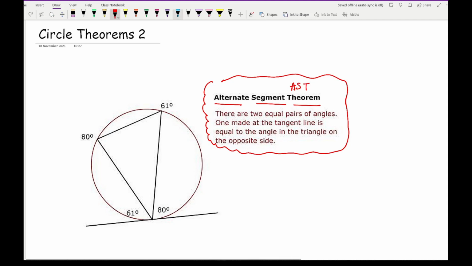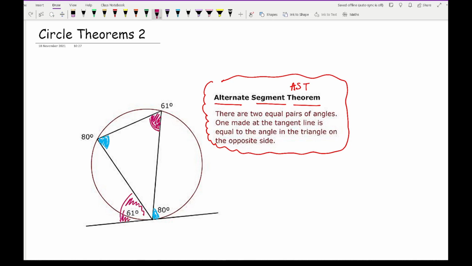Now, the important thing with the alternate segment theorem, and it's something that I constantly get confused with or muddled up, is thinking that the alternate segment theorem is very much like alternate angles, which is like Z angles on parallel lines. Now, the key thing to remember here is that this angle that I'm highlighting on the tangent when it meets a triangle is going to be the same as this angle here. And the angle that meets the triangle with the tangent, this angle here, is going to be the same as this angle inside the triangle.